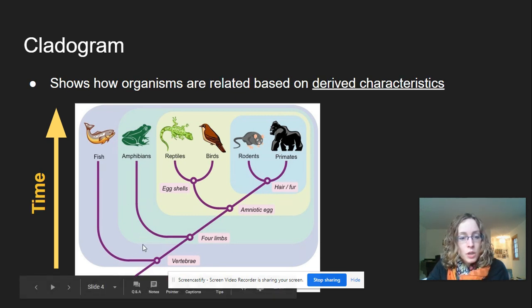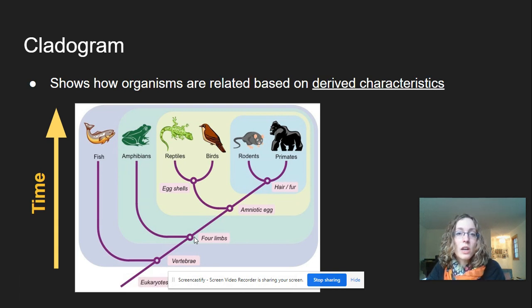Like a fish has vertebrae, which is a backbone, and a fish also has eukaryotic cells. An amphibian also has vertebrae, but at some point in evolutionary history, 4 limbs evolved, and so then everything above this point on the cladogram has 4 limbs. So the frog, the reptile, the bird, the rodent, the primate, those all have 4 limbs, and this branching point would be considered the common ancestor for those species.